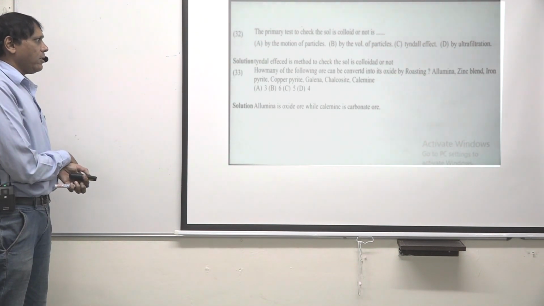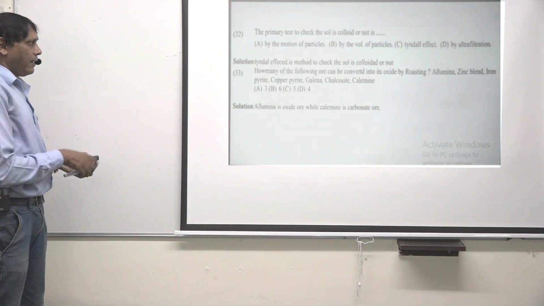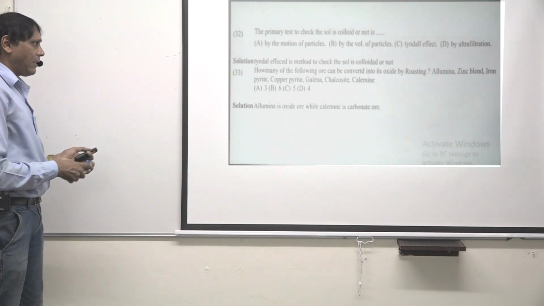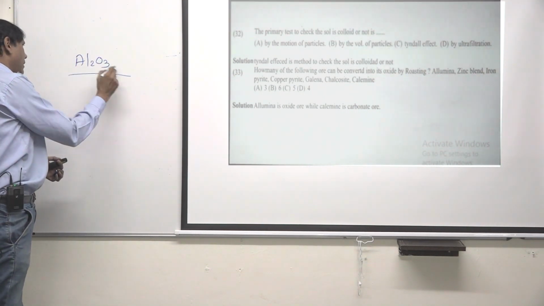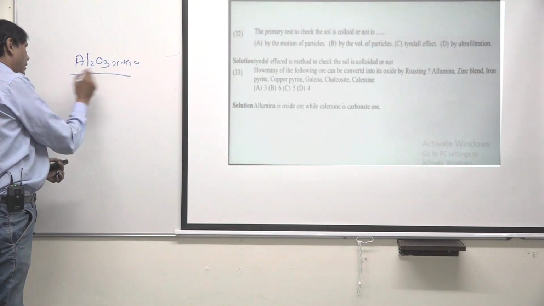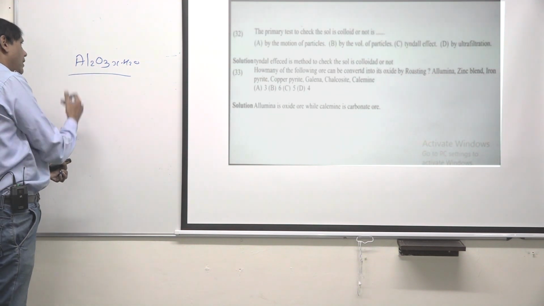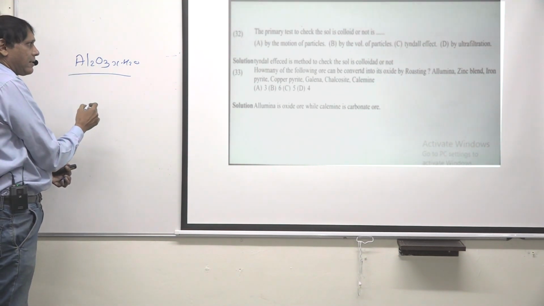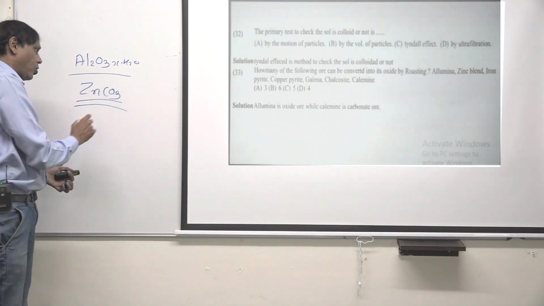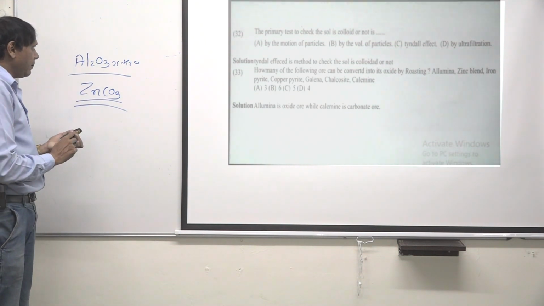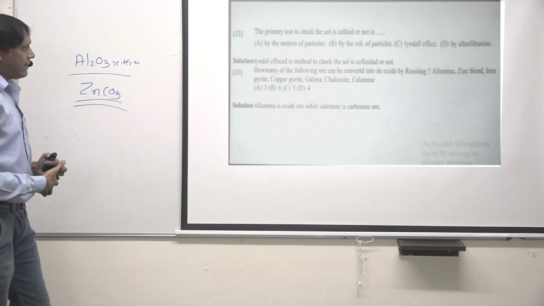How many of the following ores can be converted into its oxide by roasting? So 7 ores are given. Alumina cannot be, it is a kind of aluminum oxide, okay, and that cannot be converted because it is already an oxide. Roasting converts sulfide ore into oxide, here it is already oxide. And the other one is calamine, zinc carbonate, it is also not a sulfide ore, so for both of these cases roasting is not applicable. So only 5 is the correct answer.